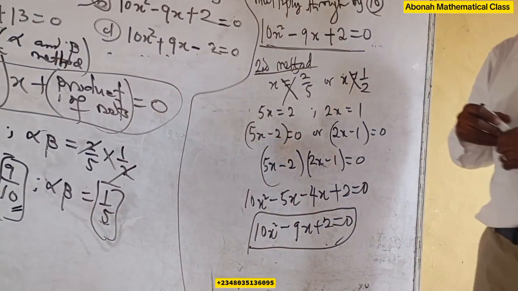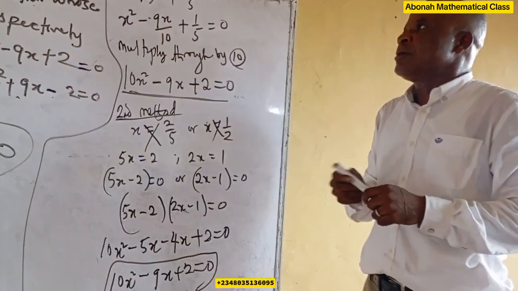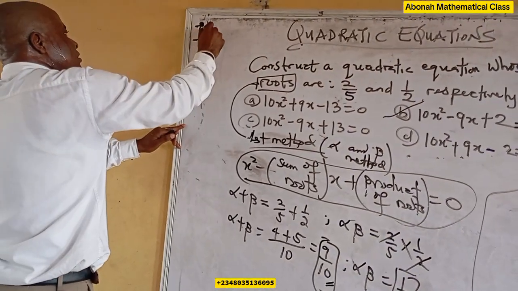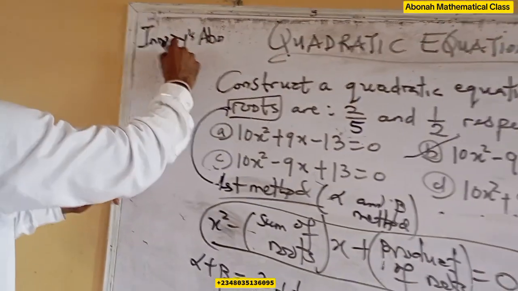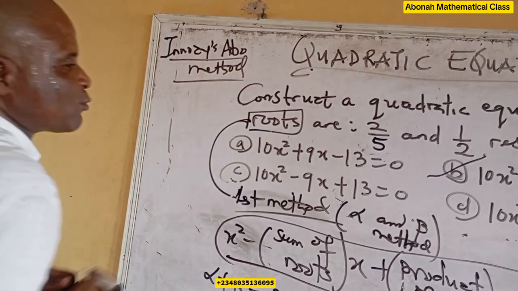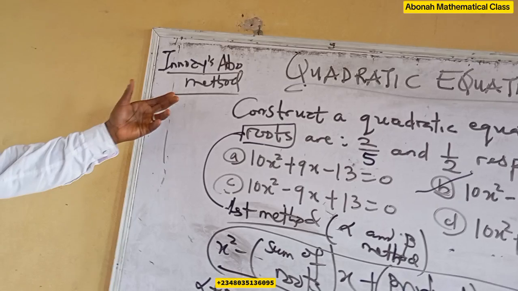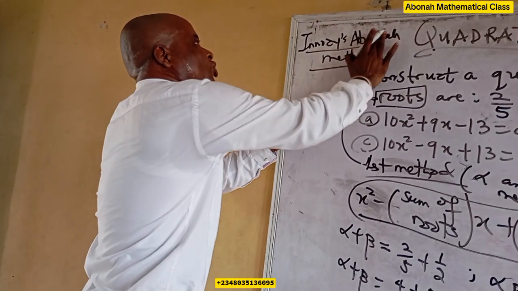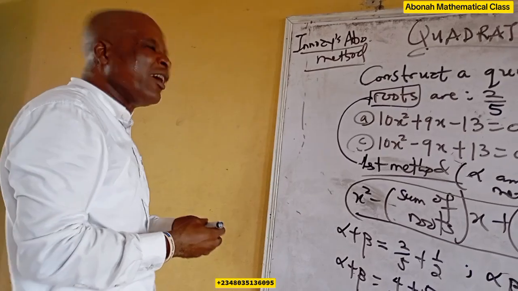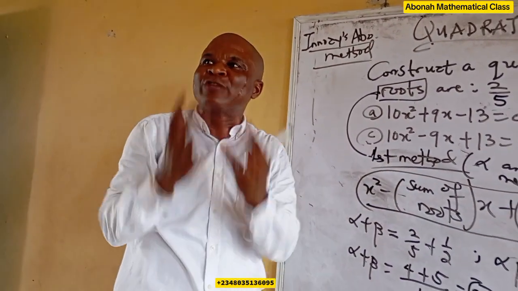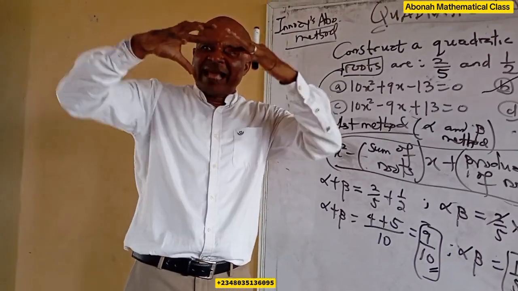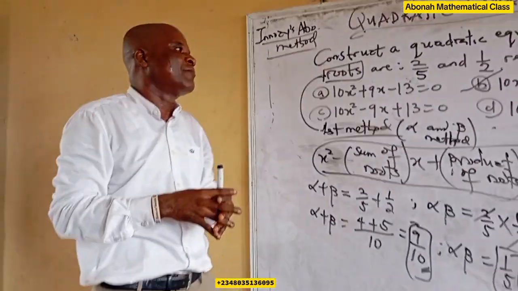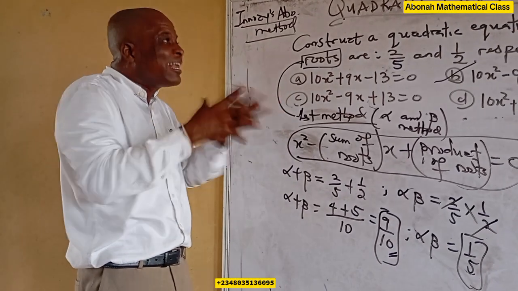The other method, by the grace of God, I call that method my method. I call that method Innozy Abo's method. That is the method. My name is Innocent. My nickname is Abona. And I shortened this Abona to Abo. What is that method all about? My friends all over the world, you are going to enjoy the method. It is good for external exam, for objective exam or theoretical exam. It's going to be faster than anything.